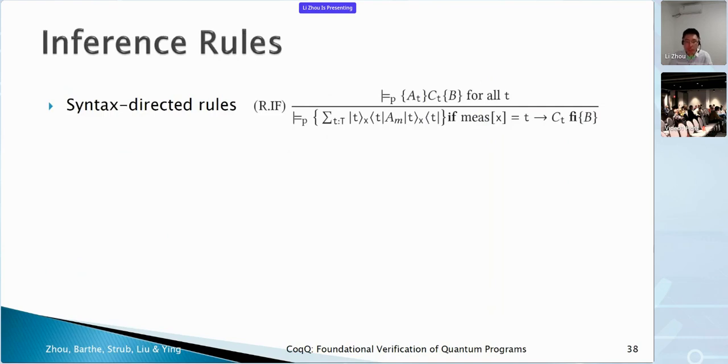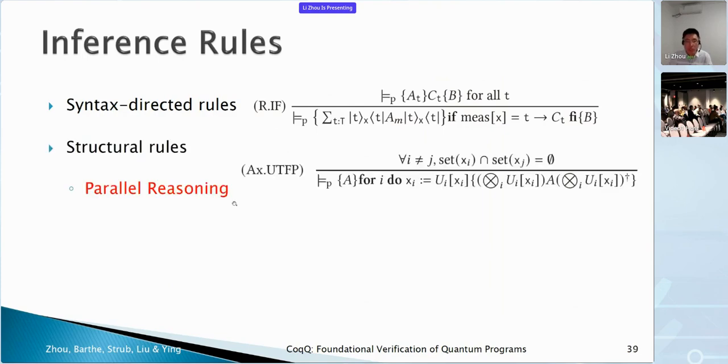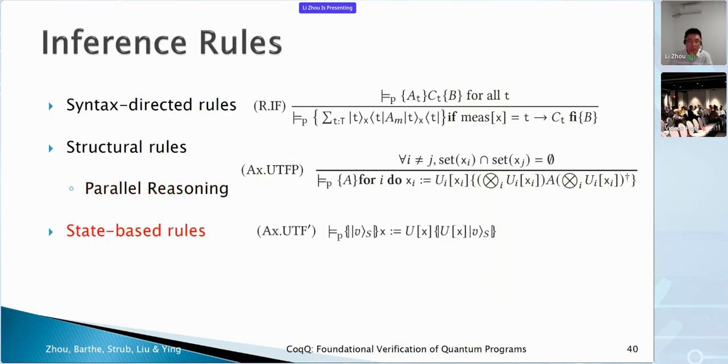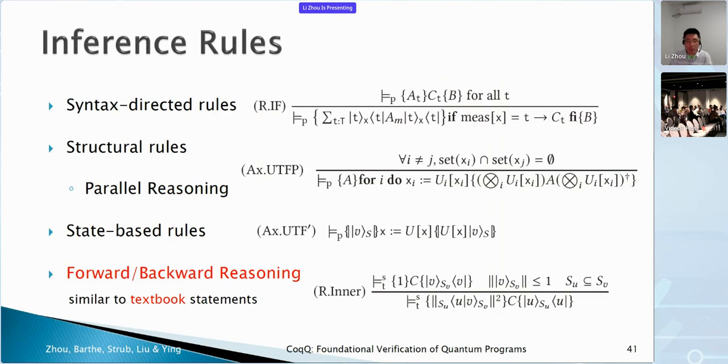The powerful proof system is implemented as lemmas in CoqQ. That is, rules are proved sound with respect to the semantics. It consists of several sets of rules inspired by previous theoretical works. The syntax-directed rules for basic constructs, the structural rules including frame rules, and the rules for parallel reasoning. The state-based rules for reasoning about state transformation, and the rules for both forward and backward reasoning with rule R-inner that relate them. This makes it possible to write and prove correctness similar to textbook statement.